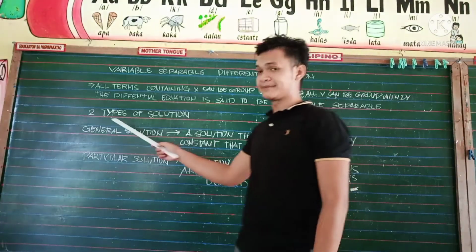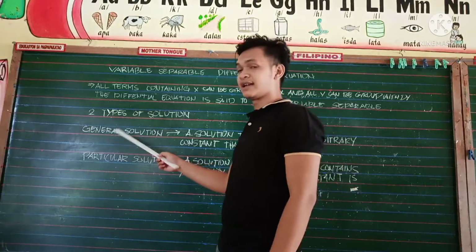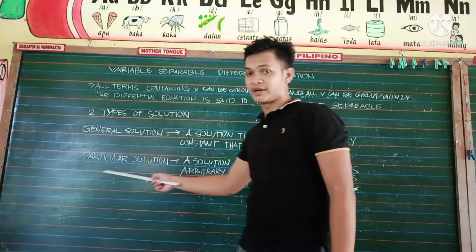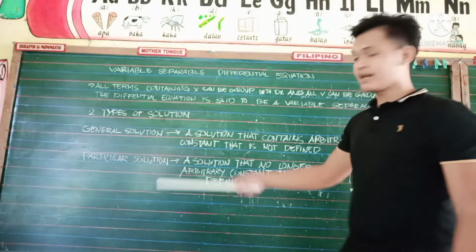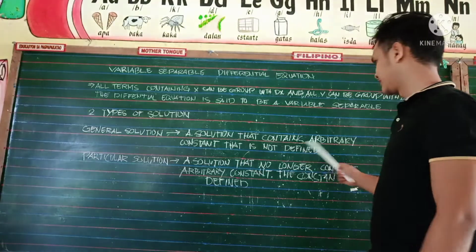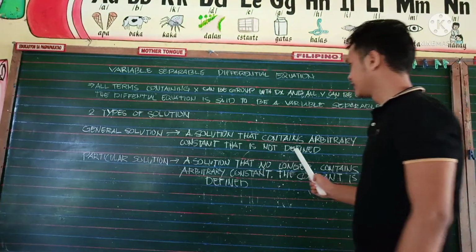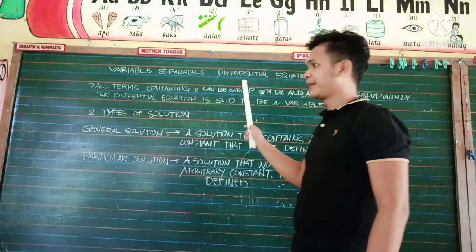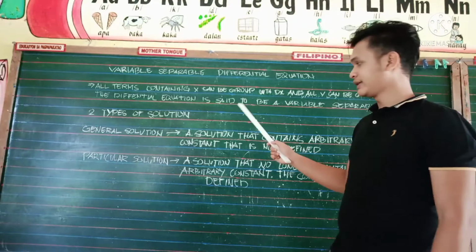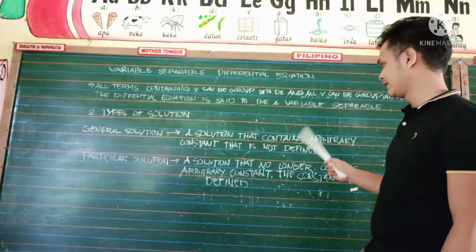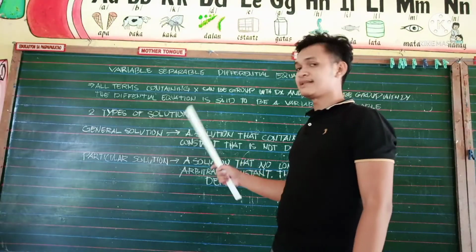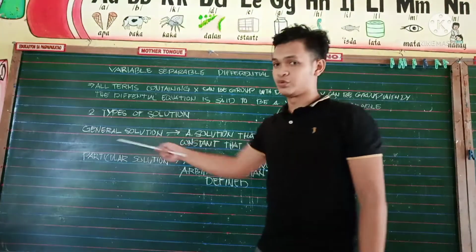So there are two types of solution. First is the general solution and second is the particular solution. General solution: a solution that contains an arbitrary constant that is not defined. So in a differential equation, when solving, the final answer has a constant. If the constant is not defined, it is a general solution.